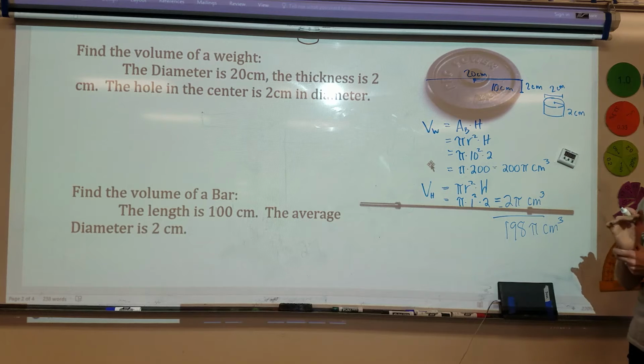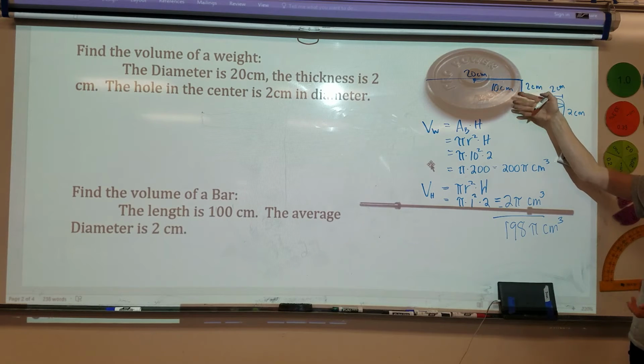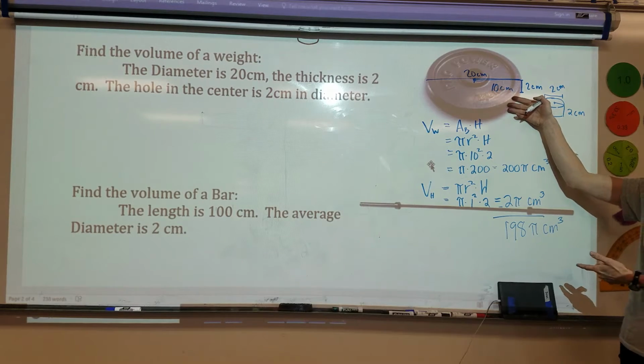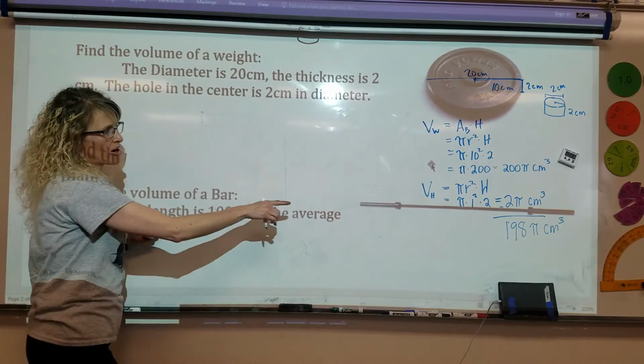So if you worked at a metal fabrication plant and said I needed 198 pi centimeters cubed of iron or lead or whatever they put in these things, you're probably not going to tell them pi in your answer. You're probably going to give them a decimal. But the mathematicians, we're going to keep pi in our answer. All right, so what about the bar?